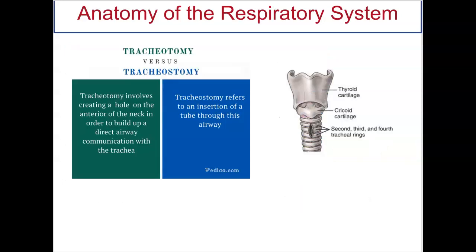Now, sometimes if there's a problem with air movement, you might have to have a tracheotomy, and I just want you to know the difference. Technically, the tracheotomy is when a hole is put into the trachea to form an airway. So if there's some sort of choking or blockage and you can't get air down to your lungs, you need to put a hole in there. And the tracheostomy is when you actually put a tube in there.